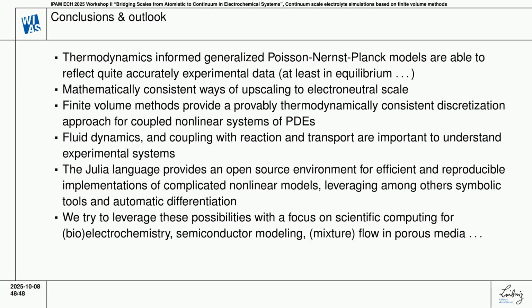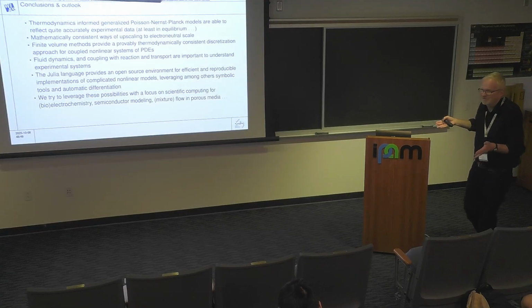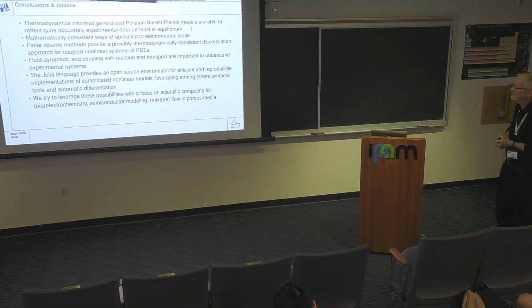As Manuel already tried to say, thermodynamics-informed generalized Poisson-Nernst-Planck models are able to reflect experimental data quite accurately. We have shown this for the equilibrium, and we are trying to work on this also for the reactive simulation situations. There are also mathematically consistent ways of upscaling to the electroneutral scale, which is basically the modeling scale used to interpret experimental devices.